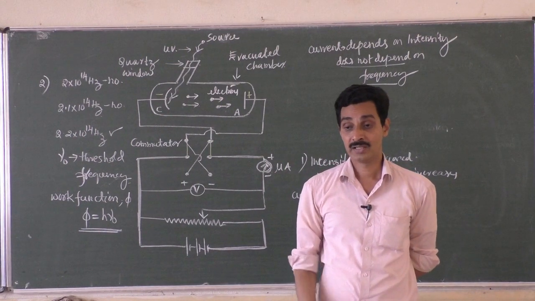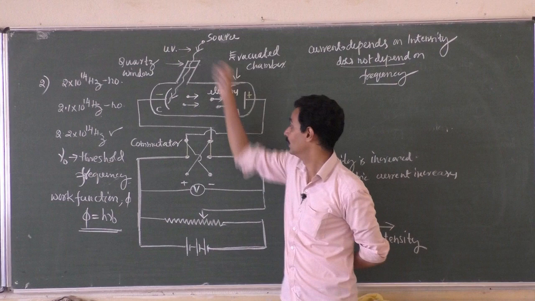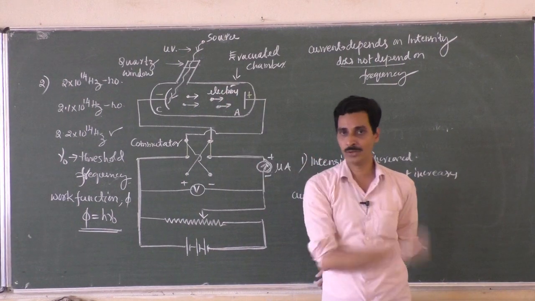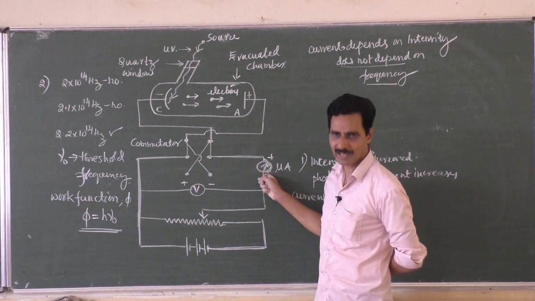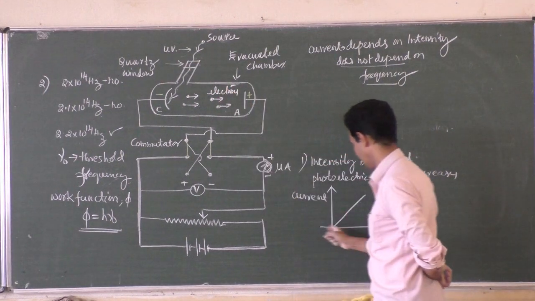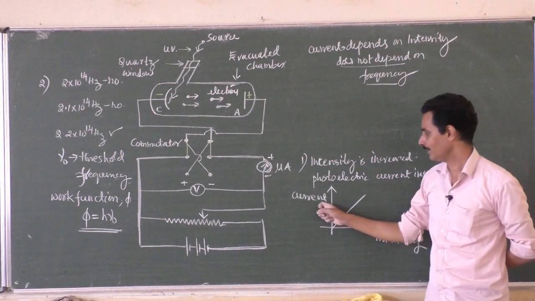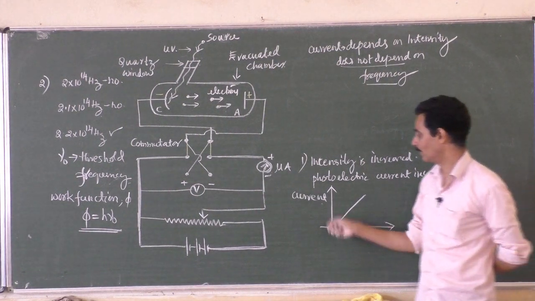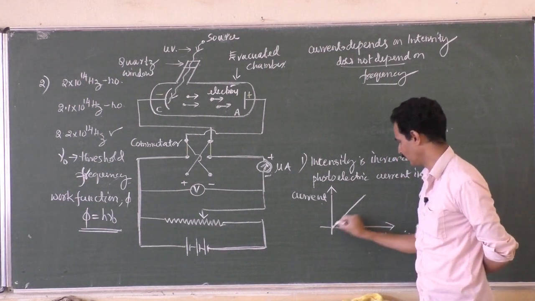Of course, if you increase the brightness here, current will increase. That can be noted down. How? Because you can see the current. More the brightness, more the intensity of light, more the current. You have drawn it, right? More the intensity of light, more will be the current. A graph starting from zero.